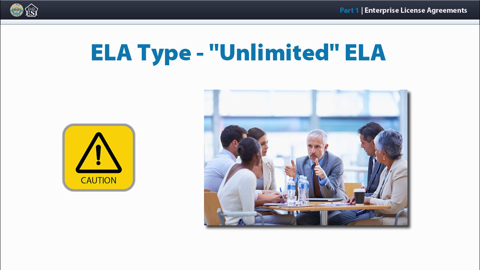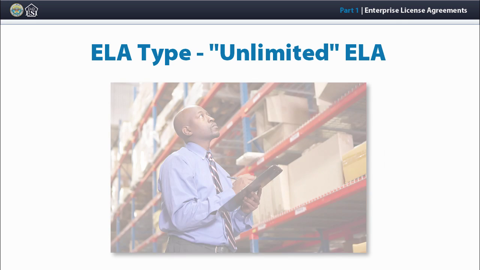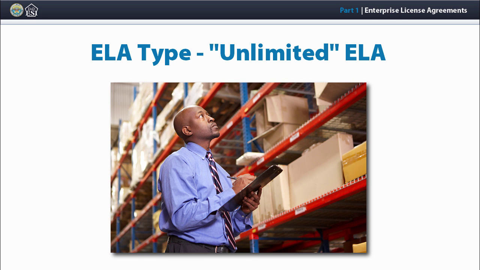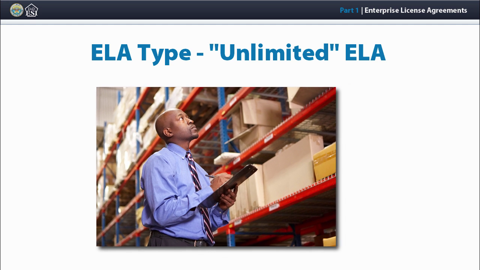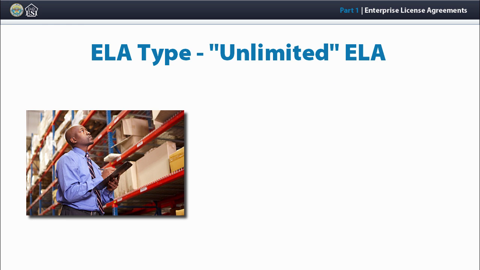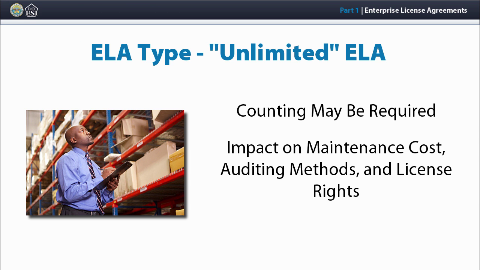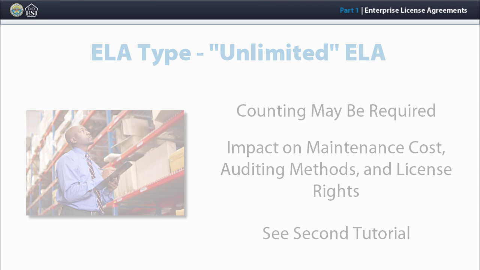Some publishers may present this agreement as one that will never burden an organization with the requirement to count their licenses. However, it's possible that the publisher will require the enterprise to declare the total number of licenses utilized at some future point in time. This means the organization will eventually have to count licenses, which could have a significant impact on future maintenance cost, auditing methods, and license rights. This topic will be discussed in more detail in the second tutorial of this series.